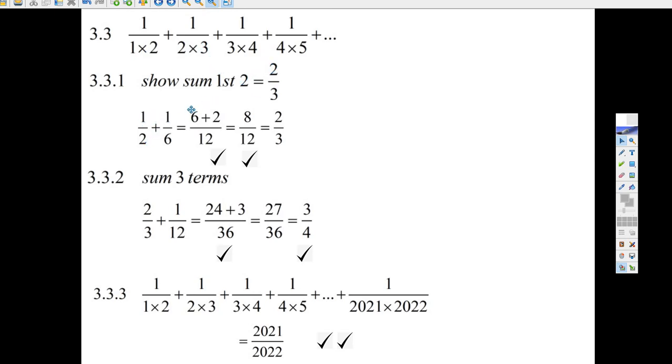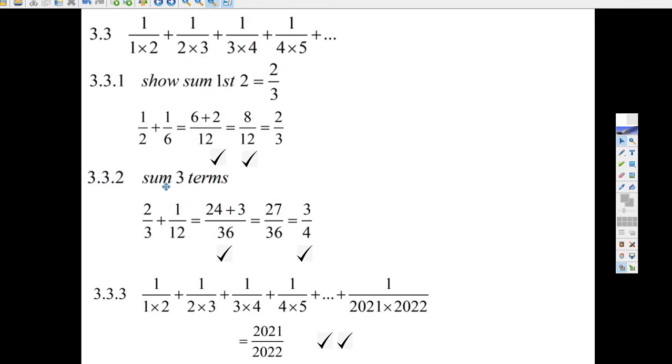Well, that's 1 over 2 plus 1 over 6. I can't add those. You actually could have just made this 3 over 6, which makes it 4 over 6, which is really 2/3. Or you can go 2 times 6 is 12, and then cross multiply. 6 plus 2 is 8. 8 over 12 is 2/3. Well, the first thing, the sum of the first two is 2 over 3.